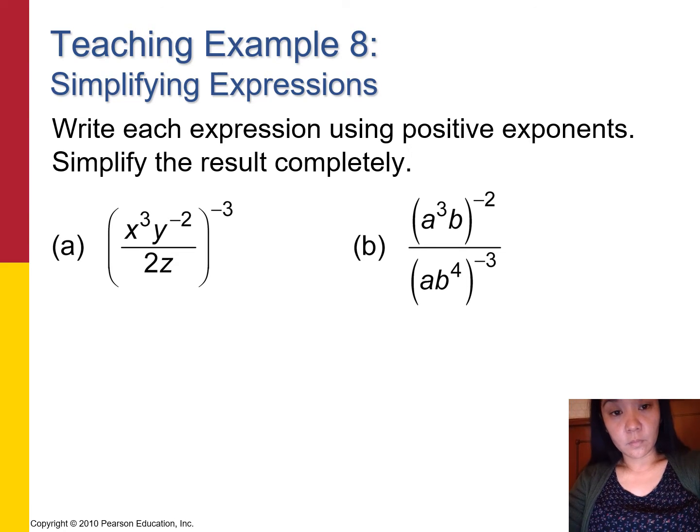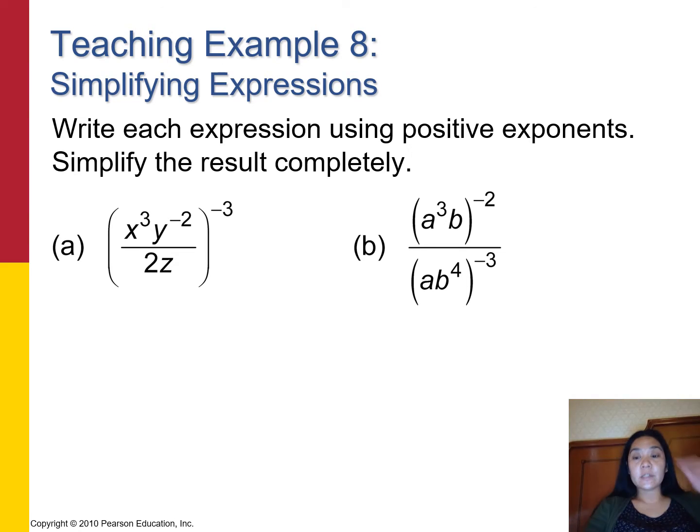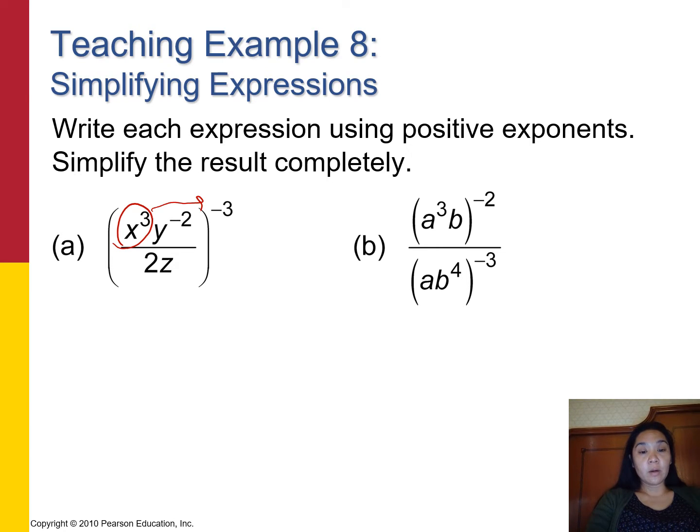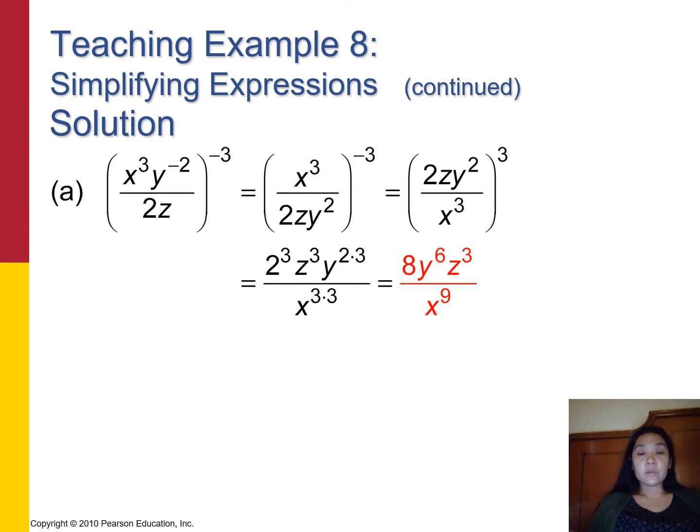All right, so again, simplifying some more expressions. I know this is taking a little bit of time, but I really want to make sure I go over all of them. There's one more slide after this. And so here, notice we have 4 terms. We're going to do x to the third to the minus 3 power, y to the minus 2 times the minus 3 power, 2 to the minus 3 power, and z to the minus 3 power. Okay, so let's do all of that.